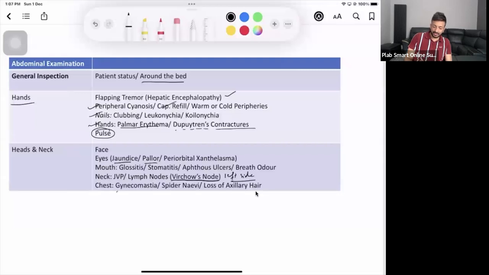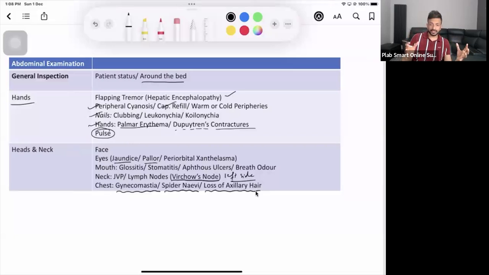In the chest, you can comment on gynecomastia. You can comment on spider nevi. You can comment on loss of axillary hair as well. So this is your general examination of the abdomen. Before you actually go to the abdominal examination, you go for general examination. And then only we're going to go for abdominal examination, and we'll be commenting on a lot of things.